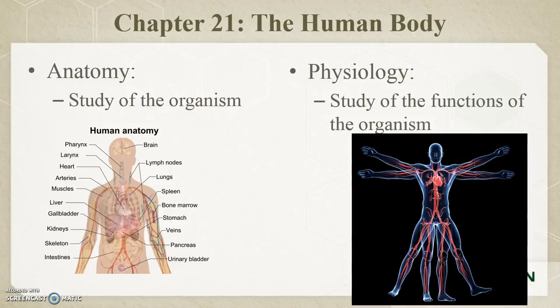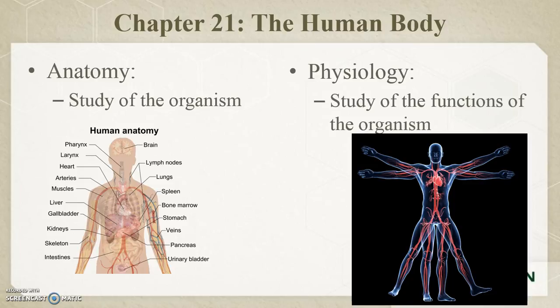So chapter 21 is when we will talk about the workings of the human body, and those fall into two categories. They can either be anatomy or physiology. Anatomy is the study of the structure of an organism, for example, the human body, where physiology is the study of the functions of the organism. So anatomy is going to talk about our organism and our whole body in and of itself, where physiology will talk about the way that the body works and the functions that it has.